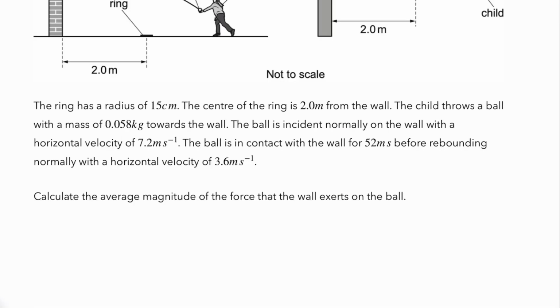The ring has a radius of 15 centimetres. The centre of the ring is 2 metres from the wall. The child throws the ball with a mass of 0.058 kilograms towards the wall. The ball is incident normally on the wall with a horizontal velocity of 7.2 metres per second. The ball is in contact with the wall for 52 milliseconds before rebounding, normally, with a horizontal velocity of 3.6 metres per second. What a mouthful. Calculate the average magnitude of the force.